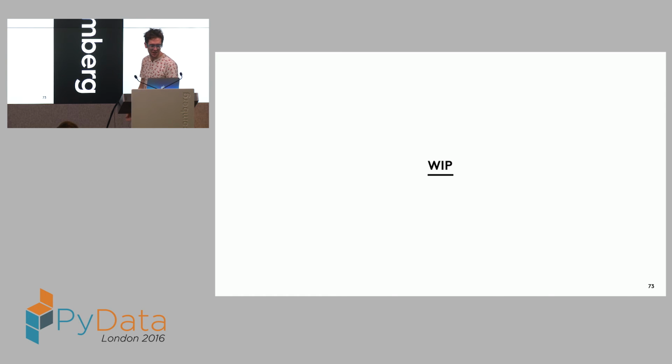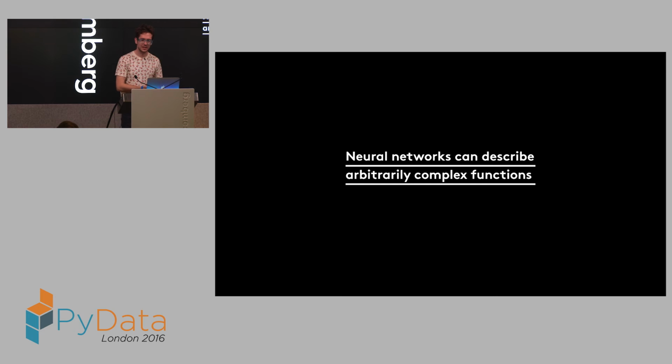But I think the takeaways for me, the things that I definitely concluded from having gone through this process, is that there's a few things. Neural networks are known to be able to describe arbitrarily complex functions.